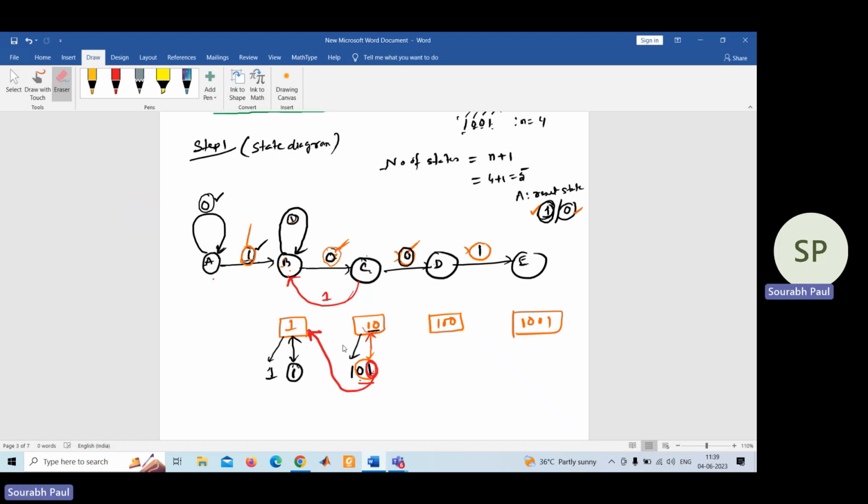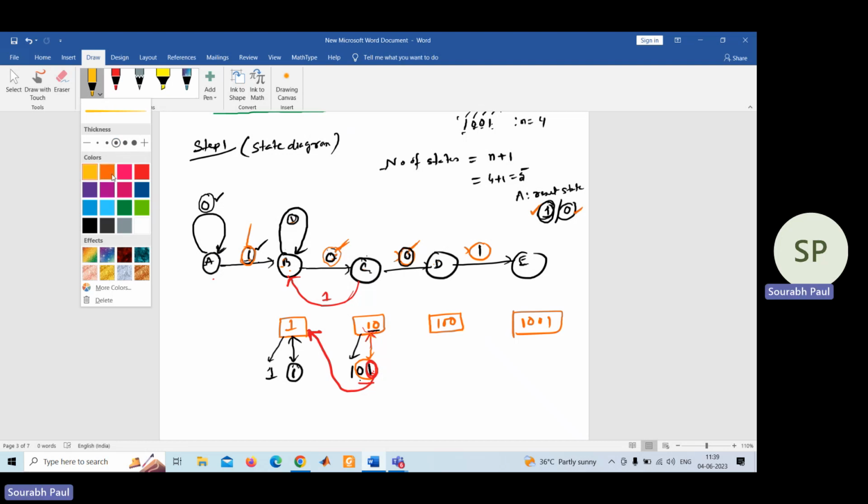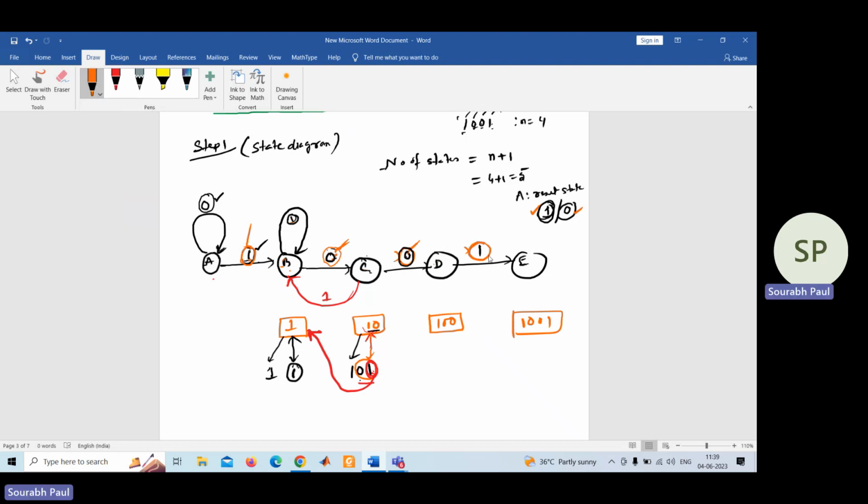Do the same thing for the state D. Now for D, what you have already considered, 1 you already considered. What you didn't consider, 0 you didn't consider. Okay. Now, if you consider 0, where you need to move, that will determine now. How to determine? First, what you have written in the square box for D, that you copy here, 100. Now for D, what you didn't consider, 0 you didn't consider.